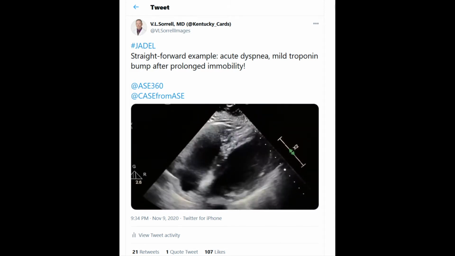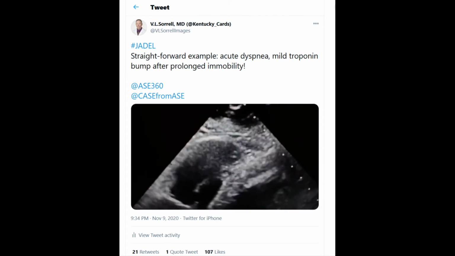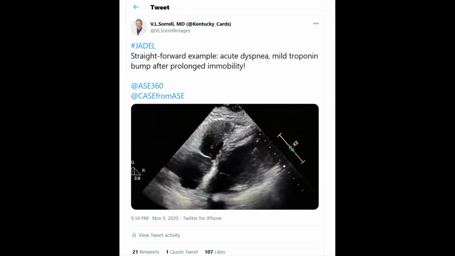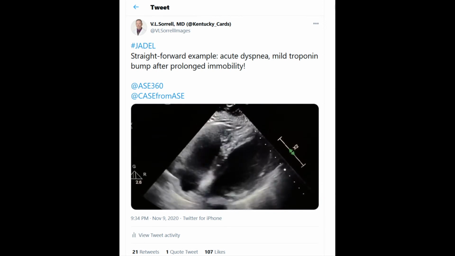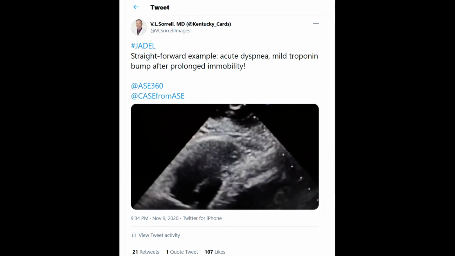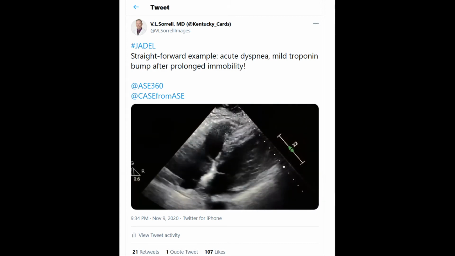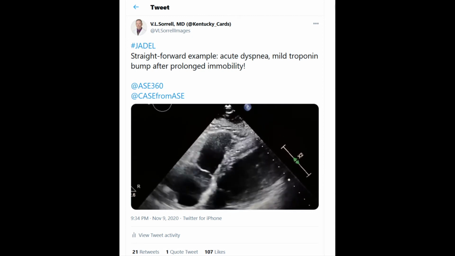And they went on to explain in their discussion, basically what they found was you could not tell reliably between the two. And you really had to look at these other features, that the wall motion itself was not a good, reliable way to separate acute RV infarction from acute pulmonary emboli. That McConnell's sign could be seen in both.